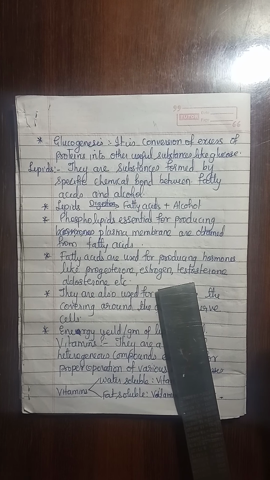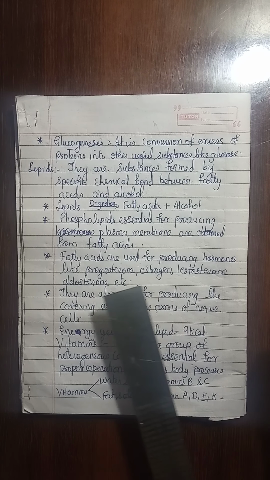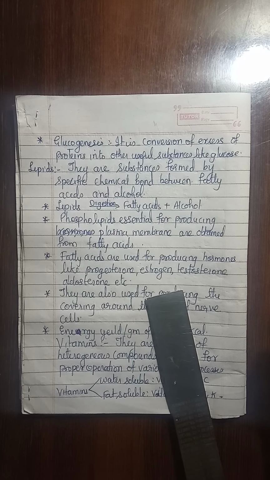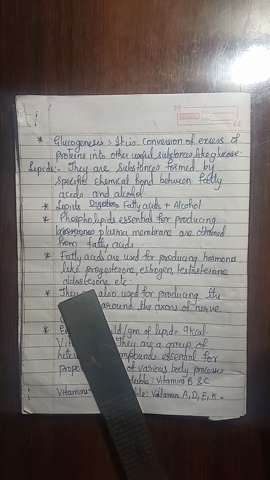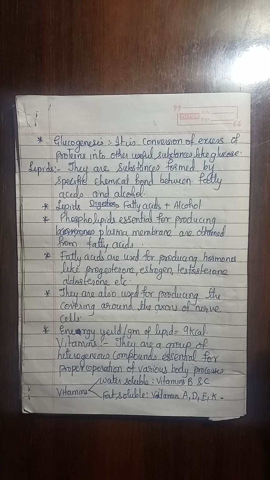Then fatty acids are used for producing hormones like progesterone, estrogen, testosterone, and aldosterone. These are reproductive hormones which are responsible for increasing our progeny. Without these hormones, reproduction is not possible. Gaining secondary sexual characters is not possible without these hormones. So you can imagine now the importance of fats in our body.